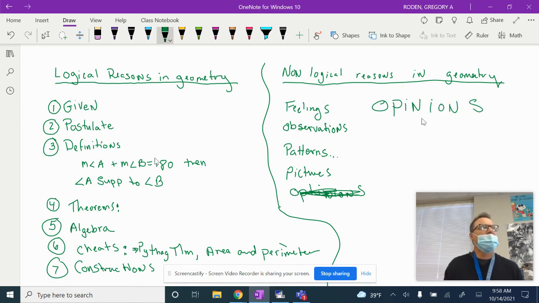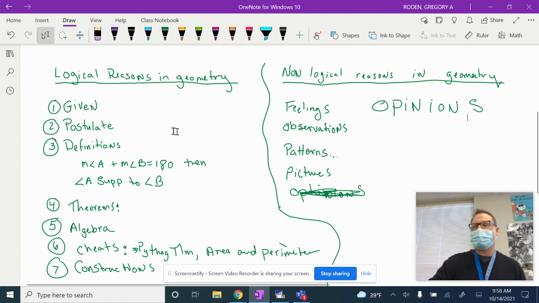Opinions, right? Those don't matter in geometry. Your opinion does not matter. Your feelings don't matter. Your observations don't matter. The patterns you see don't matter. Pictures don't matter. I'm not saying that these don't matter in life. I'm saying when we're doing a geometry proof, those things do not matter. You cannot use them. They're not logical reasons. Do you understand that? They're all good things, but they're not logical. They're not geometry. We good with that?